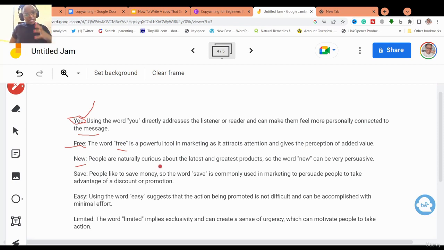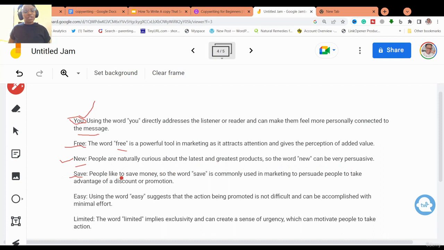People are naturally curious about the latest and greatest product. So the word new can be very persuasive. Maybe, in our previous example, you can say this is a new investment product, blah, blah, blah. And this can capture people's attention because something new is something that has not conned anyone. It is something that has not ripped off anyone. And people are generally more curious and they can be persuaded to actually use it.